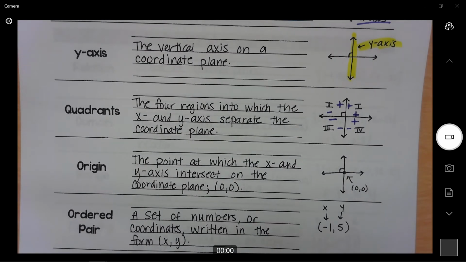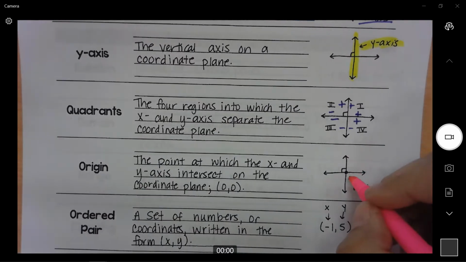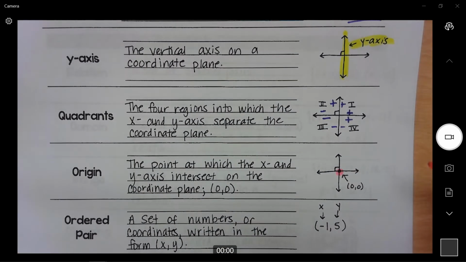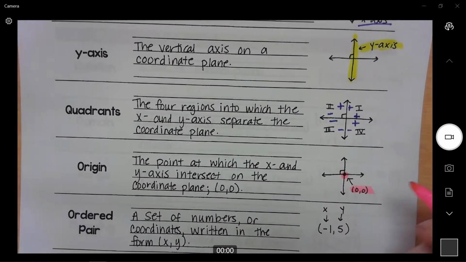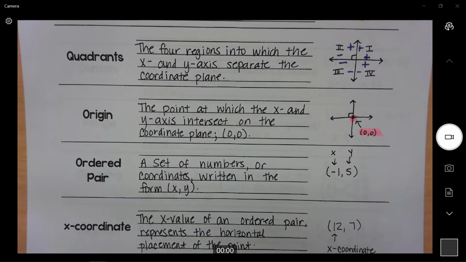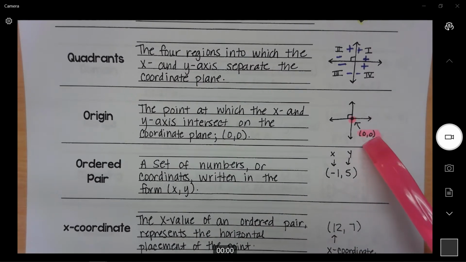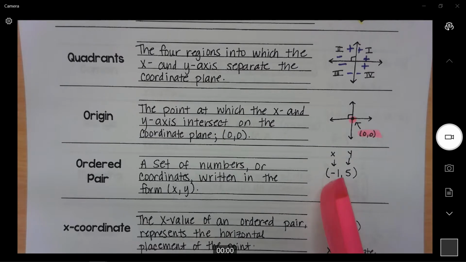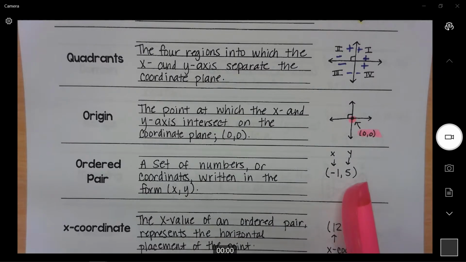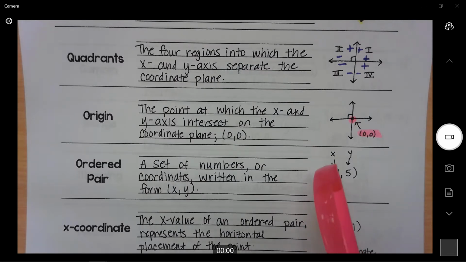The origin is the centermost point, where the 0, 0 exists. That is called the origin. An ordered pair is how we identify any point on the plane, like the 0, 0. The first number is always the x. The second number is always the y. It doesn't matter if it's positive or negative. It will always be in that form, x, y.